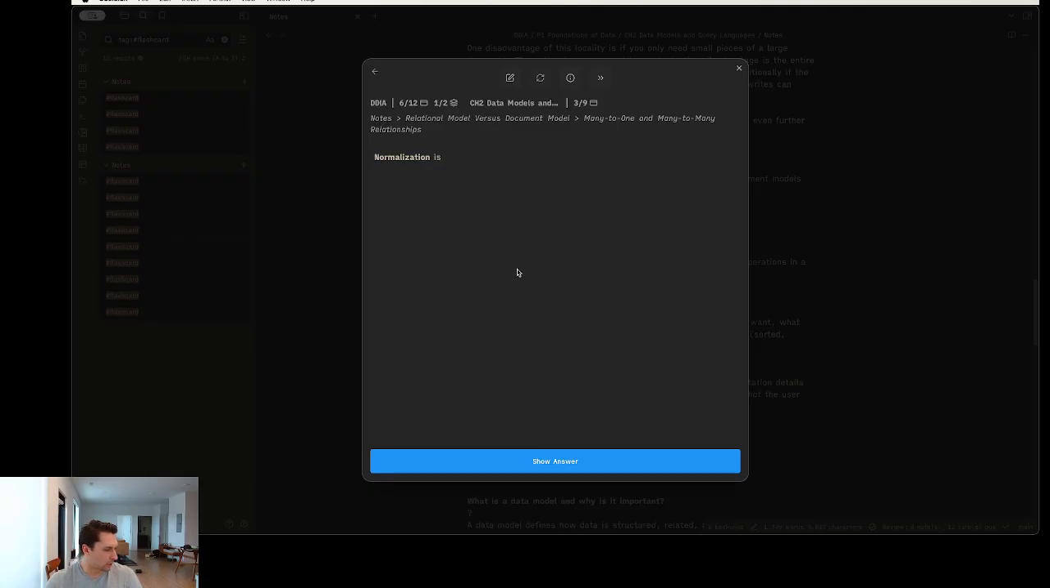Normalization is getting rid of duplication. When is the document model a better choice? When your application's model reflects that of a single object. It's like resumes.